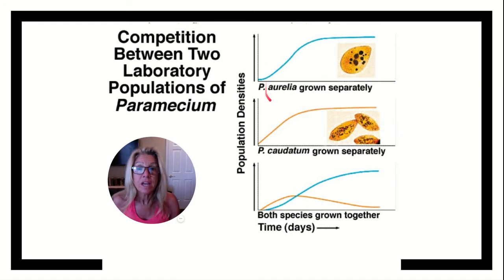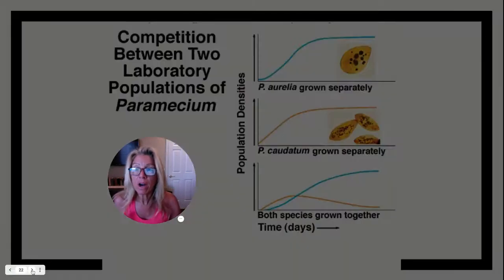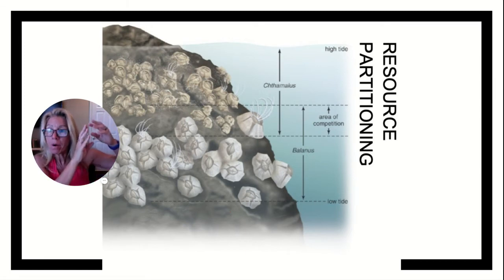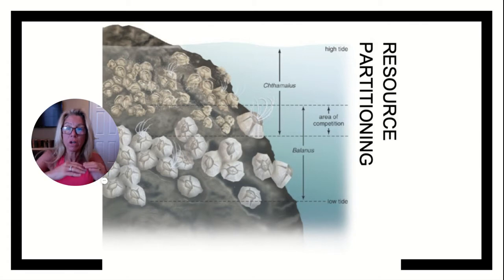So for instance, these two paramecium grown separately, fine. But when you grow them together, one makes it and the other one dies out. So that's one option. So one replaces the other. Another option is called resource partitioning, which means instead of fighting over the whole area, in this case, you could have some take the top of the rock and some take the bottom of the rock.